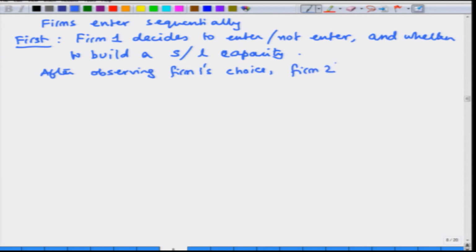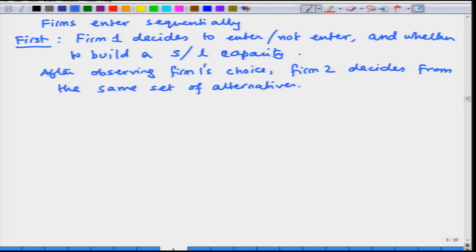firm 2 decides whether to enter or not, and if it decides to enter, what is the size of capacity that it needs to build. So, let us shorten this and say that firm 2 decides from the same set of alternatives as firm 1 had, right, which is whether to enter or not, and if I decide to enter, whether to use a small capacity or use a larger capacity.